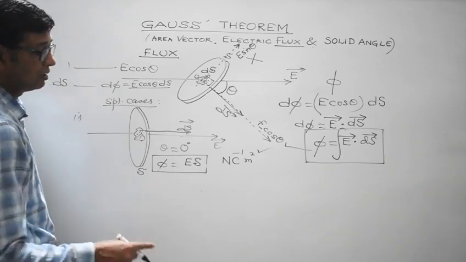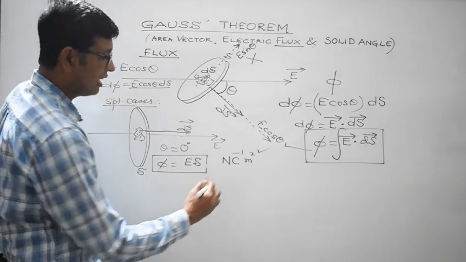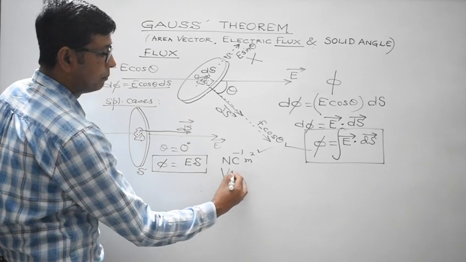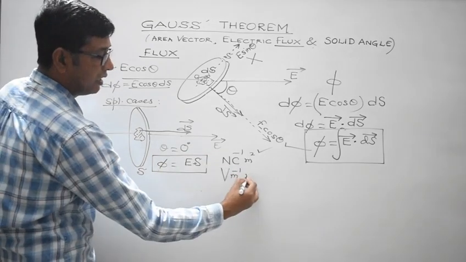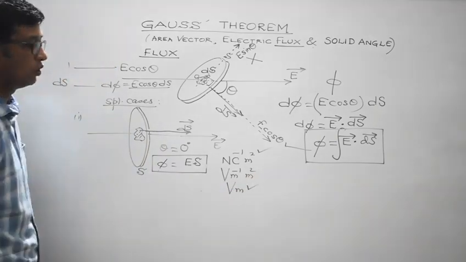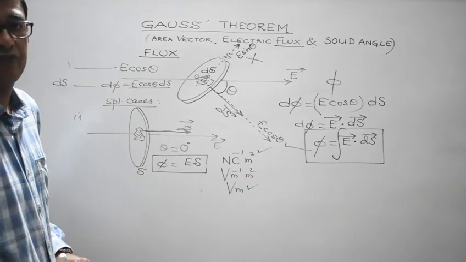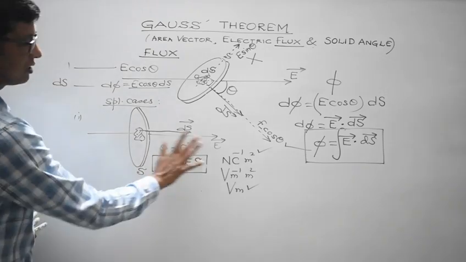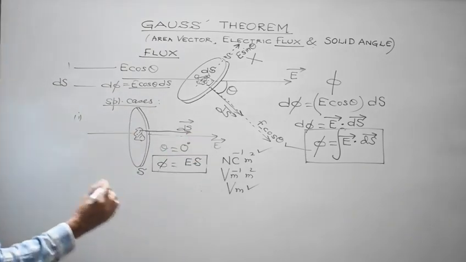Another unit, you remember, electric field may also be expressed as volt per meter, into area. Area is meter square. So we get volt meter. So this is another unit for measuring electric flux. So this is case 1, right? Case 2.